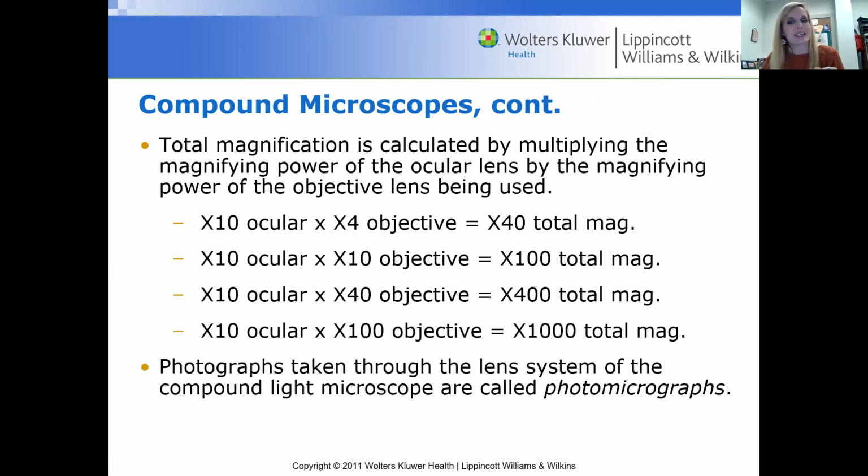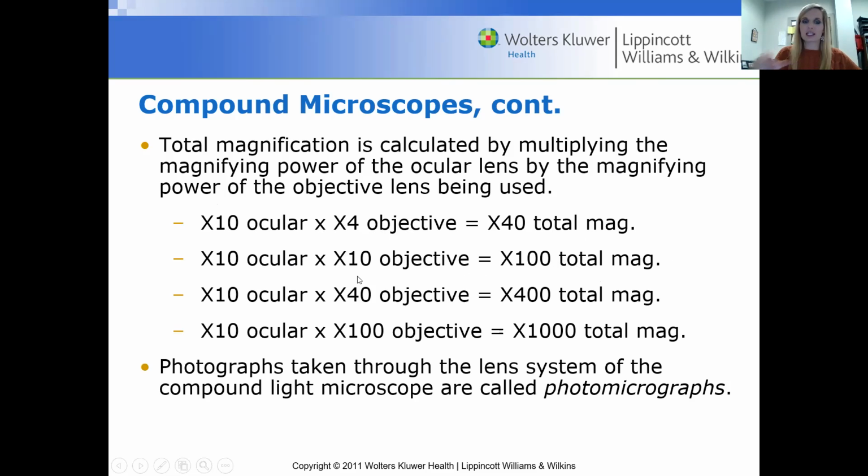Here's what I meant at the very beginning when I said maybe a little bit of math today, but it's basic math, and an easy way to do this. Your total magnification is calculated by multiplying the magnifying power of the ocular lens by the magnifying power of the objective lens. If you're looking through the eyepiece and you have it on the times 4 objective, 10 times 4 is 40, so your total magnification is 40. When you then switch it to the next largest objective lens, which is times 10, you're seeing 100 times the total magnification. The object you're looking at is 100 times its actual size.